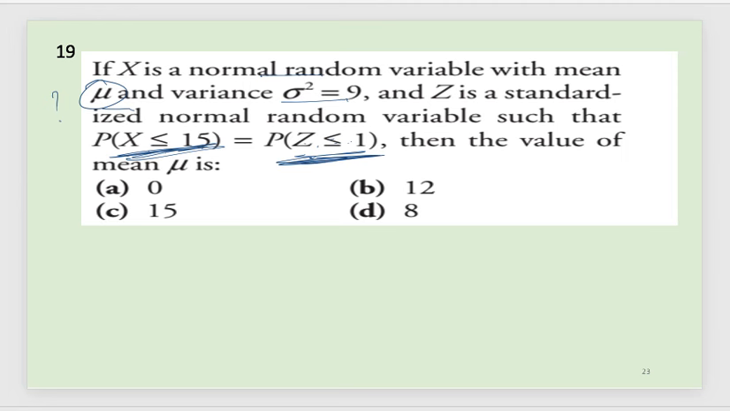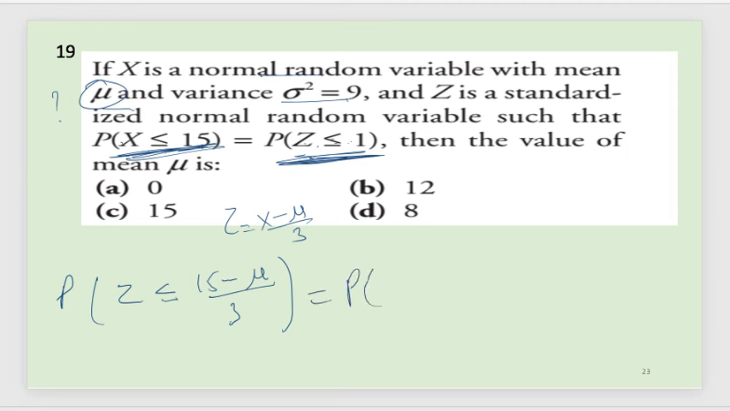So step number one, when you have a question like that, is to convert it into the same model. I'm going to convert the left hand side into the standard, and we know that z is equal to x minus mu upon sigma, which is 3, since the variance is given to us. When we convert x, x becomes z because the variable becomes the standard variable, and 15 I am going to write down minus mu, which is still unknown. So the right side is already in the standard form.